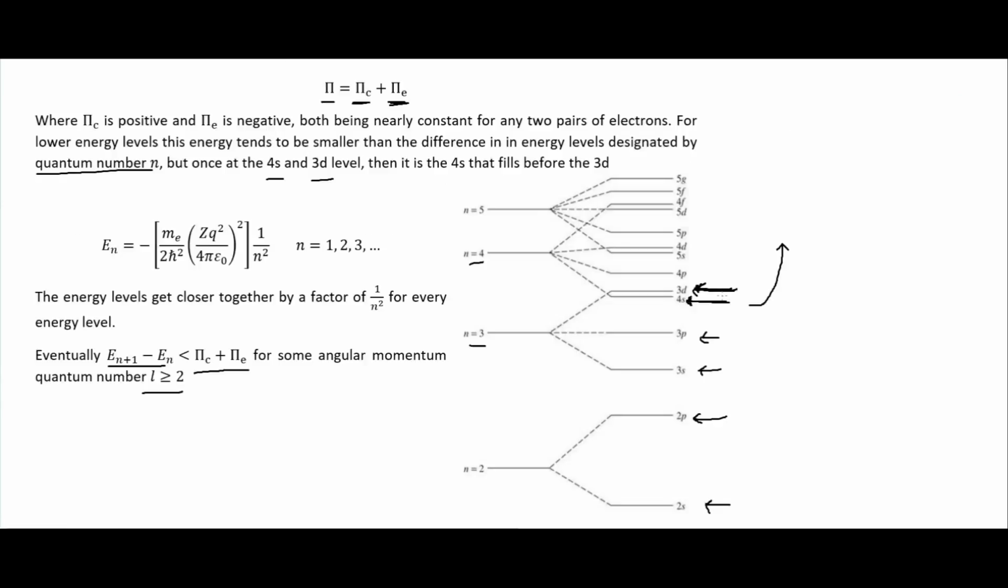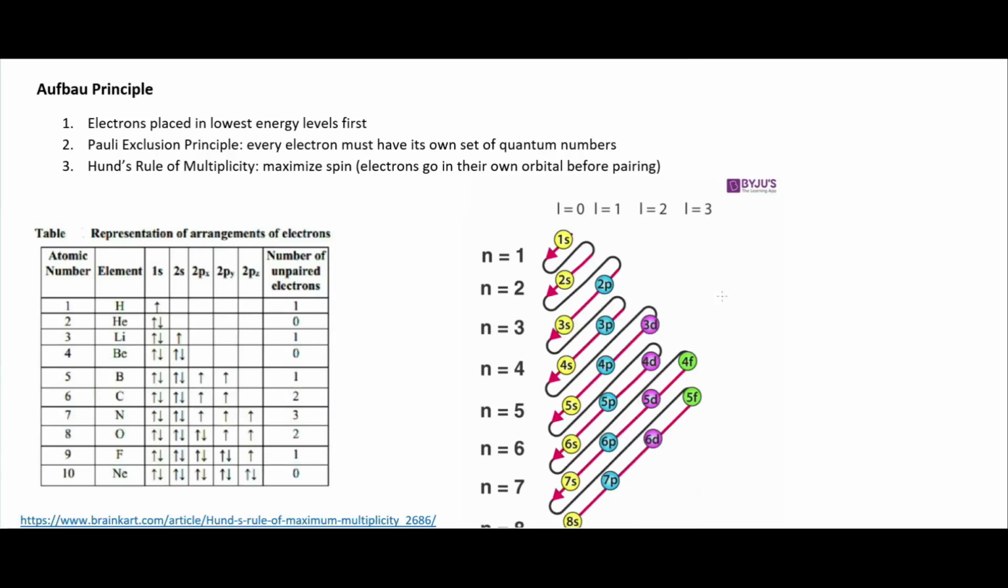And so, yeah, that is Hund's rules. And so if we put all that together, we get what is called the Aufbau Principle. It follows these three rules. The first one is that electrons are placed in lowest energy levels first. That's just a general rule in chemistry and physics, that things prefer lower energy levels to higher energy levels. Then we have the Pauli exclusion principle, which I talked about in a previous video.